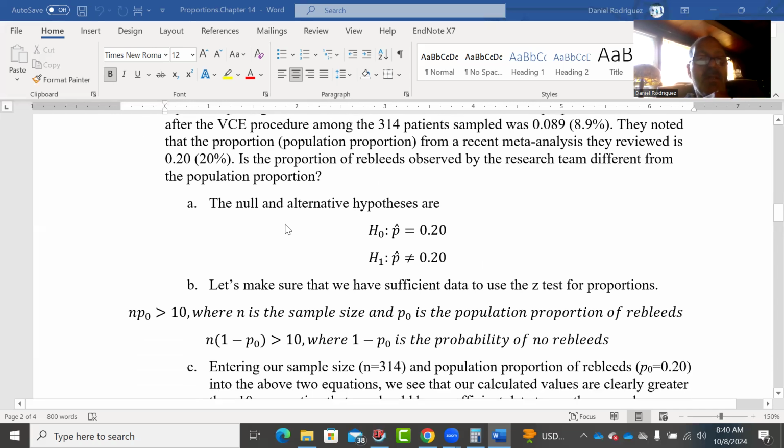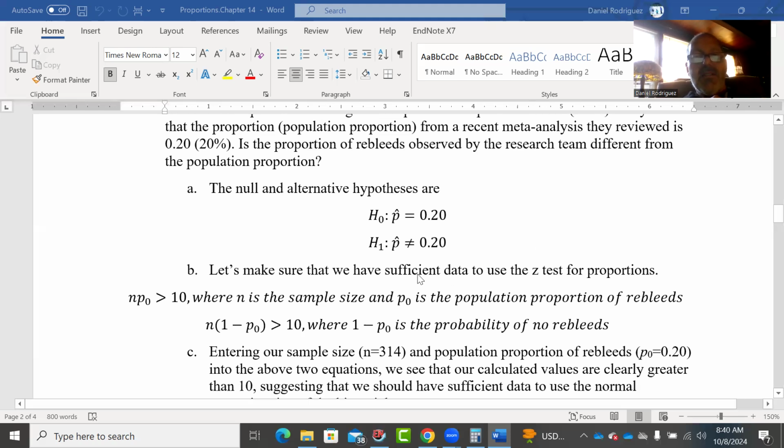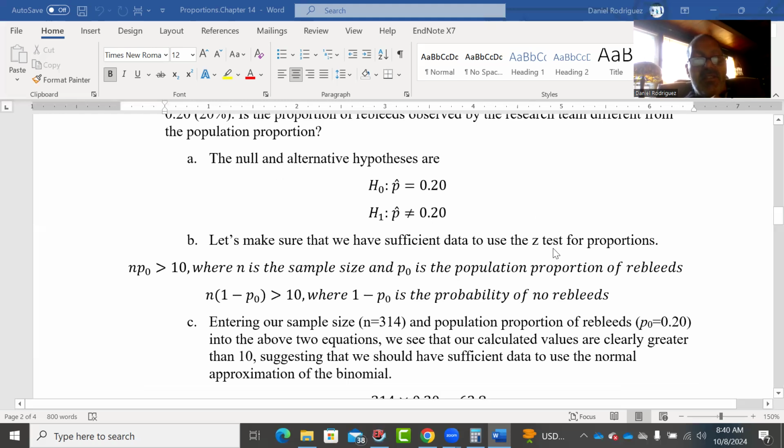All right, let's check. So the null and the alternate. The null and alternative hypotheses are: the proportion is equal to 0.20, and the proportion is not equal to 0.20. It's a two-tailed test, because we don't specify the direction of the relation. It could have, but whatever.